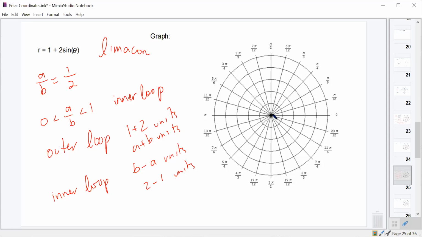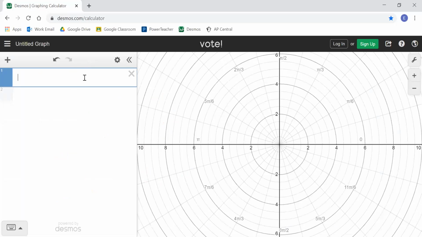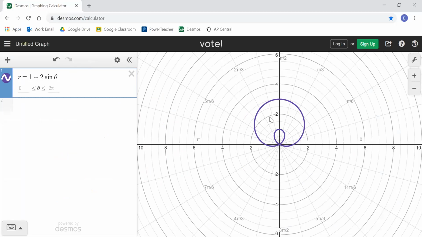Everybody good with that? So it's going to have, and I'm going to do my best to draw this, but it's not going to be real pretty. It's going to have an outer loop that goes out to 3. Then it's going to come in and have an inner loop that goes up to 1, and then it's going to come back around. And it's going to basically look like that, if you can imagine that I did that really nicely and artistically. So r equals 1 plus 2 sine theta. There it is. Okay. Isn't that great? Doesn't that look wonderful? Yes is the correct answer.